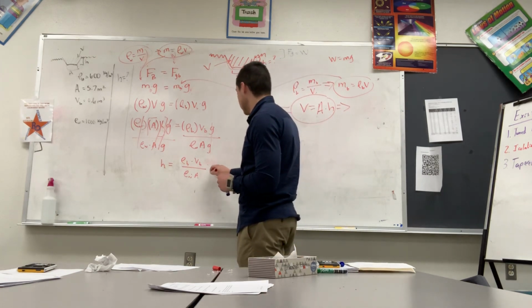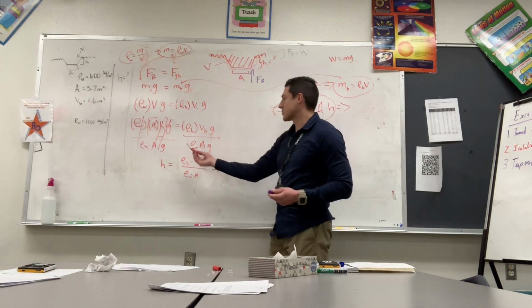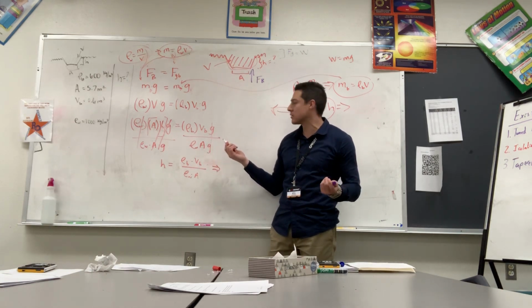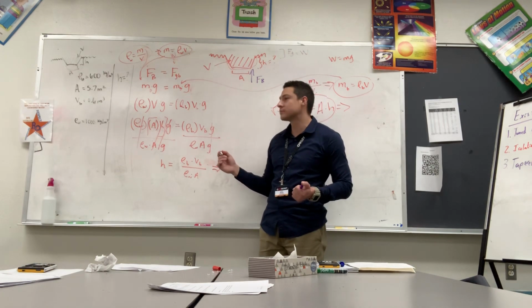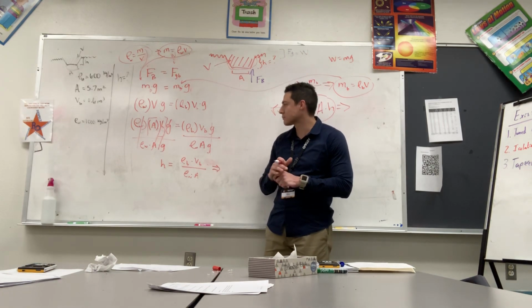Do you cancel out the G's first? Yeah, the G's cancel because you end up with a G on both sides anyways. Well, when you divide it over, it's going to cancel out anyways, right? Oh, because you're trying to leave H by itself, right?